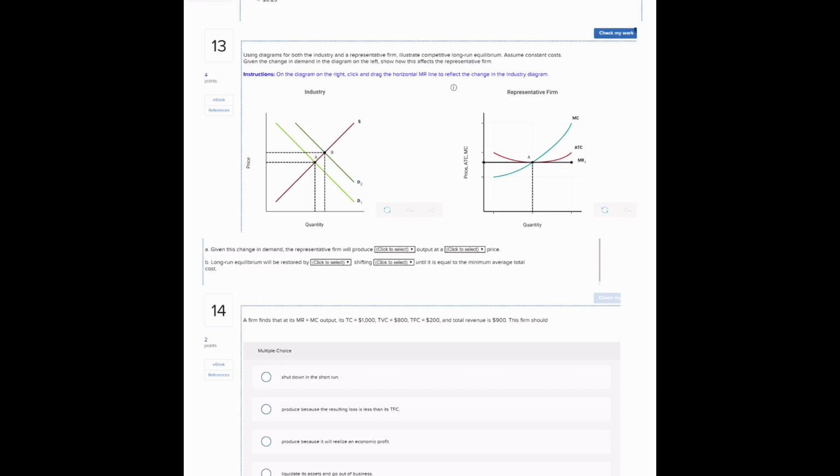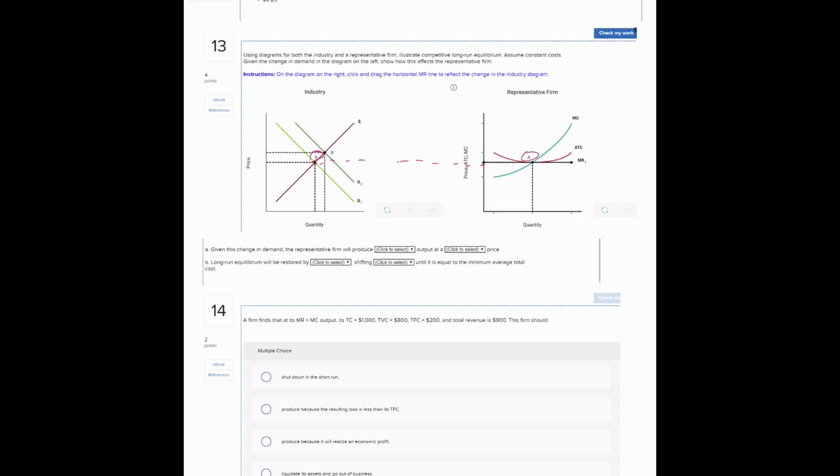Number 13 gives us a chance to see the side-by-side graphs of the industry and the representative firm. And so what we can see, first of all, before we even make any changes, is that the firm is indeed a price taker, which means that they take their price from the market originally. So this is A and this is A. And then the question says, use the diagrams to illustrate competitive long-run equilibrium.